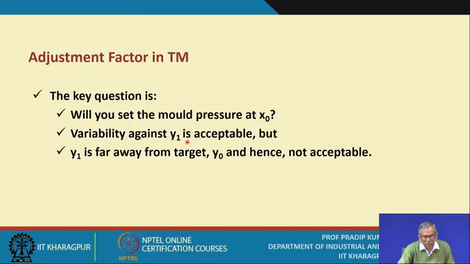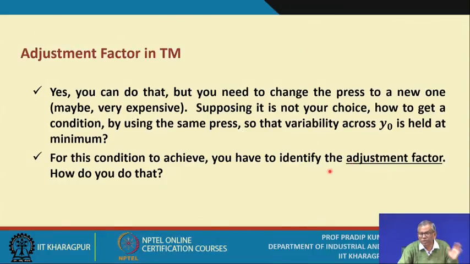Variability against y1 is acceptable, fine, but y1 is far away from target y0 and hence not acceptable. So these are the key issues to be dealt with. So what is the alternative? Yes, you can do that, but you need to change the press to a new one, which may be very expensive.